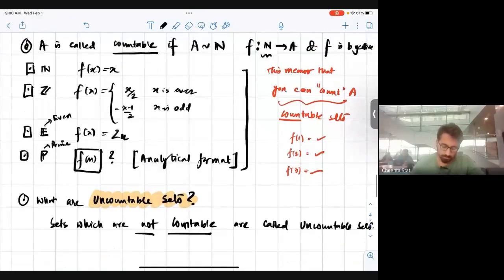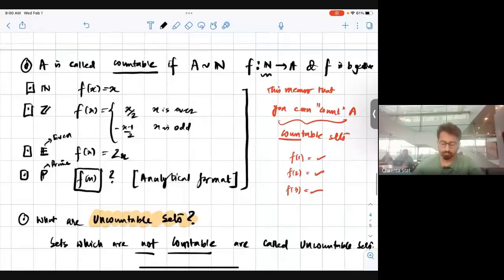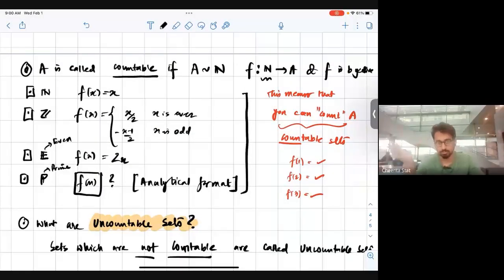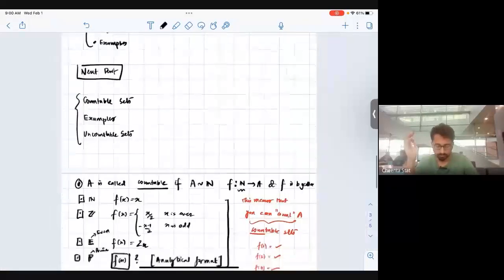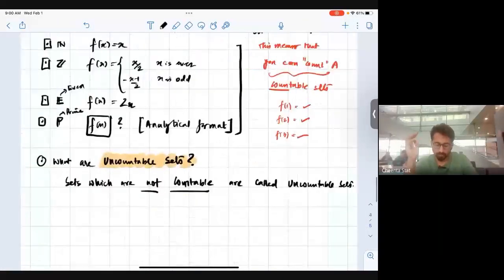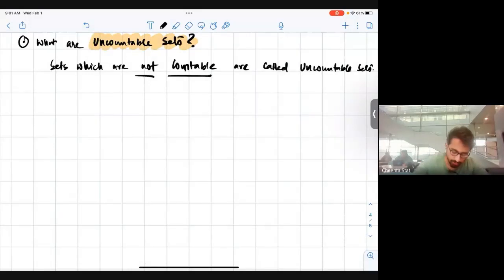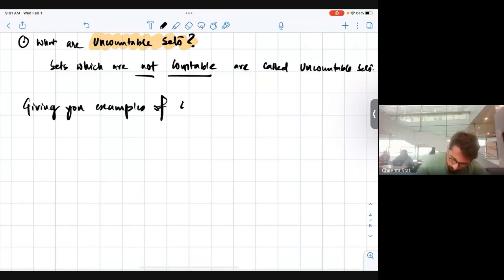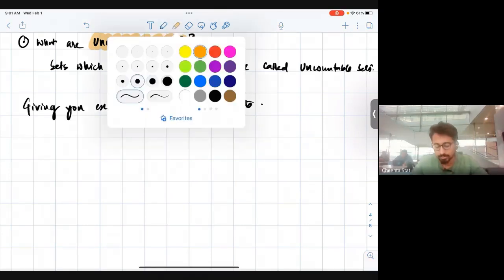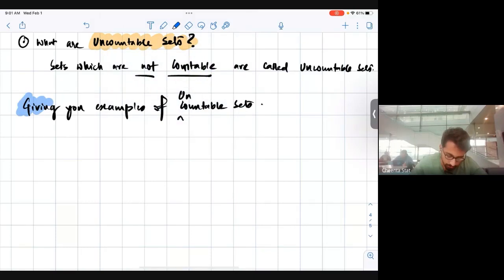Great. In sequences, the order matters, but in a countable set, the order does not matter. Okay, great. So now it's time for giving you examples. Uncountable sets. And this is where mathematicians struggle, right, to find uncountable sets. So this is where they struggled.